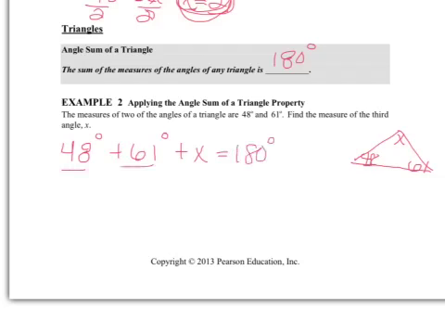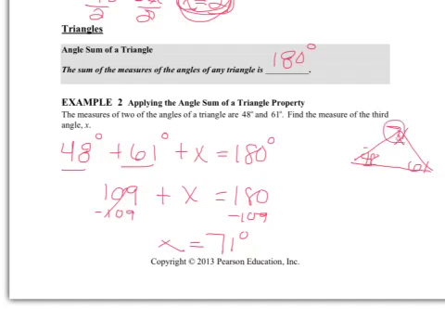If I combine my two terms here, 48 plus 61 gives me 109, plus my x, my unknown, is 180 degrees. So if I subtract 109 from both sides, this cancels out, so I know that x equals 71 degrees. If you were to plug 71 back in here and add them, 71 plus 48 plus 61 should equal 180 degrees. So you know then that you have solved it correctly.